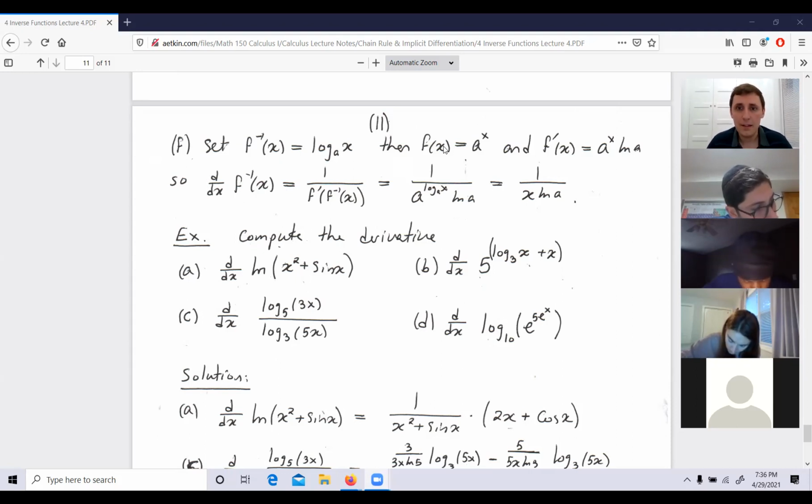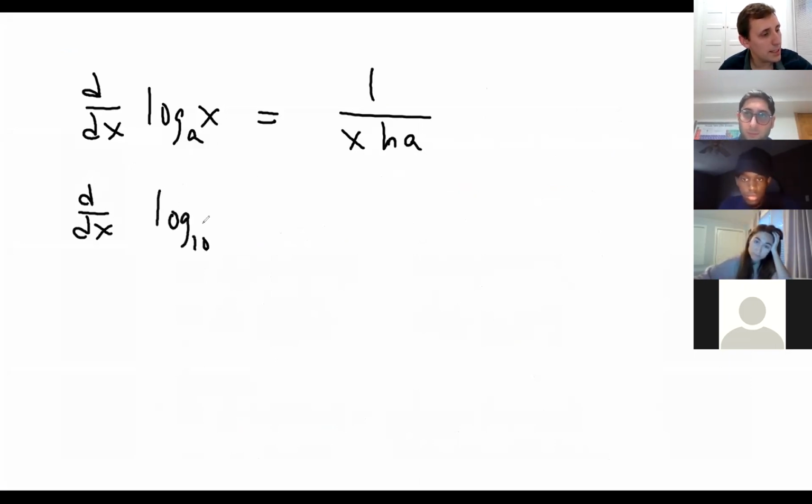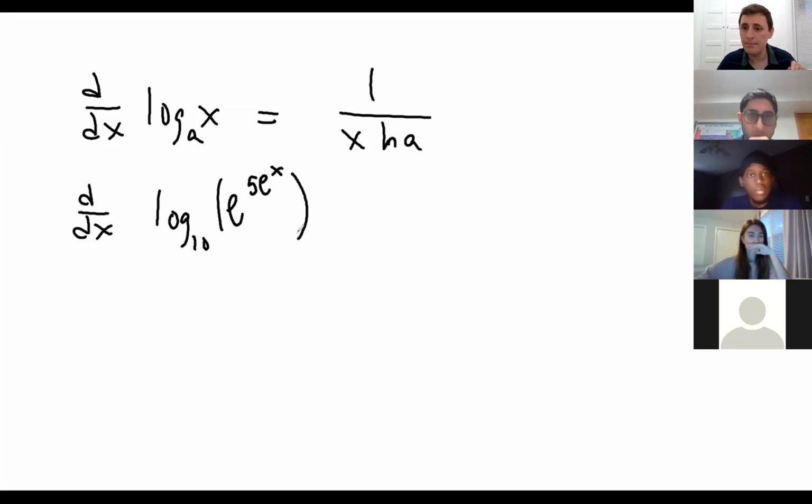Okay. Let's do this one together. So we want to take the derivative of logarithm base 10 of e to the 5e to the x. You agree? And what do we get, guys?